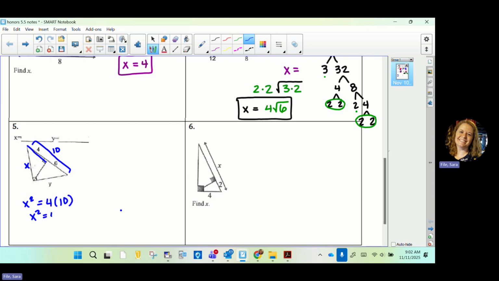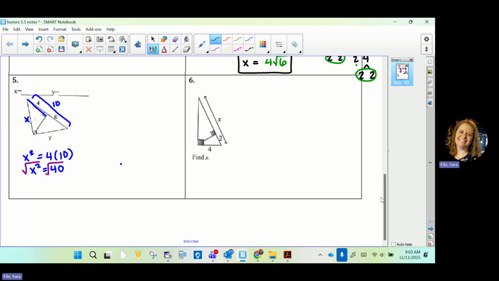Is 40 a perfect square? Okay, I'm going to have to do a tree. Okay, what are some factors of 40? 4 and 8. Okay, I heard 4 and 10 first, but yes, you could use others. Okay, now they're all prime. So I've got a pair.